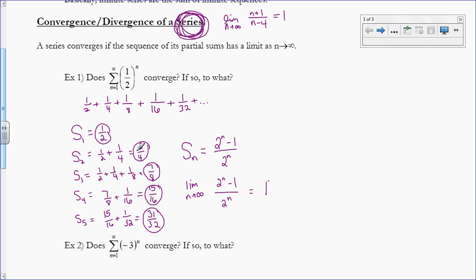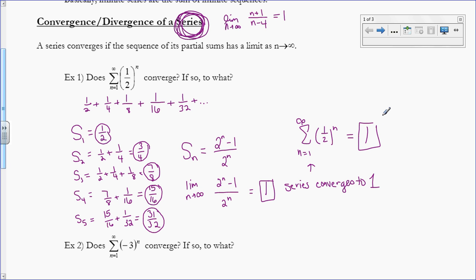So the sequence of partial sums is approaching 1. Therefore, the series converges to 1, which means that the sum of (1/2)^n as n equals 1 to infinity, if I actually could add an infinite number of terms up, I'd get 1. Okay? Crazy weird, but basically it's the idea that you can keep adding stuff and have a limiting value.